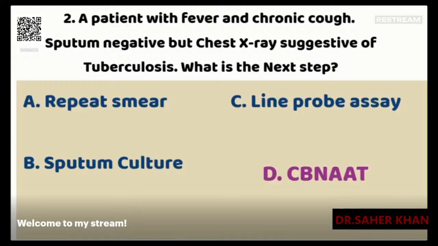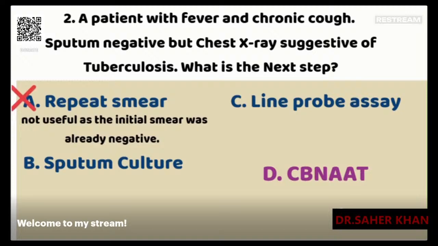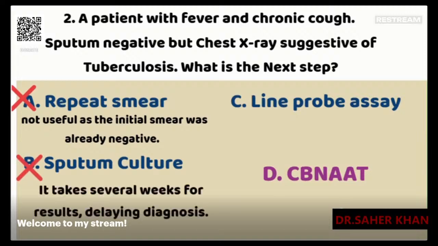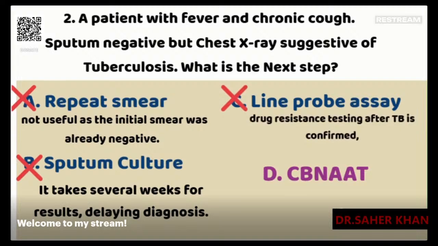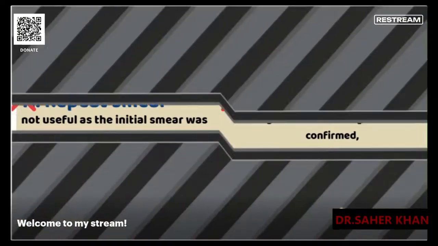Let's go through the options one by one. They have given repeat sputum smear, not useful since the first smear was already negative. Second, sputum culture. Sputum culture is a gold standard method, but this method takes weeks to give results. So no for sputum culture as well. Third, line probe assay. Line probe assay is used for drug resistant testing and only after TB has been confirmed. And last, CB-NAT. And CB-NAT is the correct answer. This is the next best step for TB confirmation.